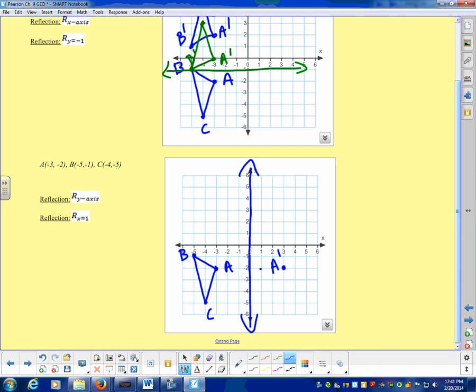How far over for B? 5. So 1, 2, 3, 4, 5. So here's my new B prime. And then where's C going to be? 4 over, 1, 2, 3, 4. There's my new C prime. These two shapes are congruent. Just reflected it over that vertical line.